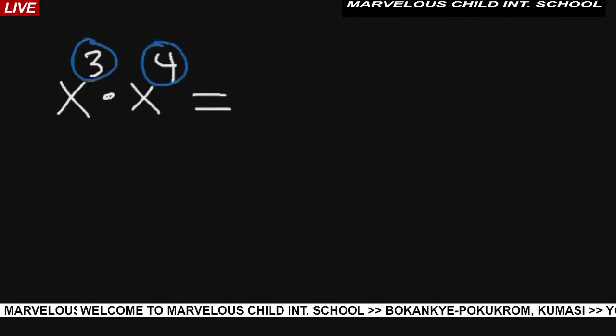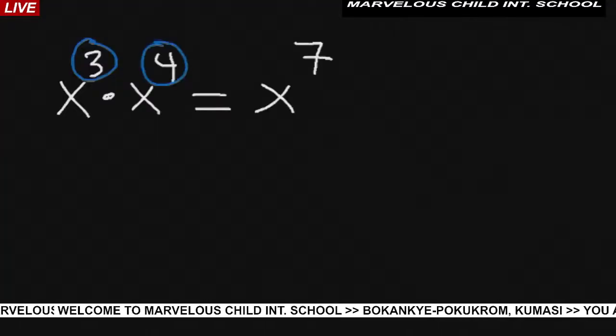Now let's review some properties of exponents. What's x cubed times x to the fourth power? Whenever you multiply common variables, you need to add the exponents. 3 plus 4 is 7. So this is x to the 7.